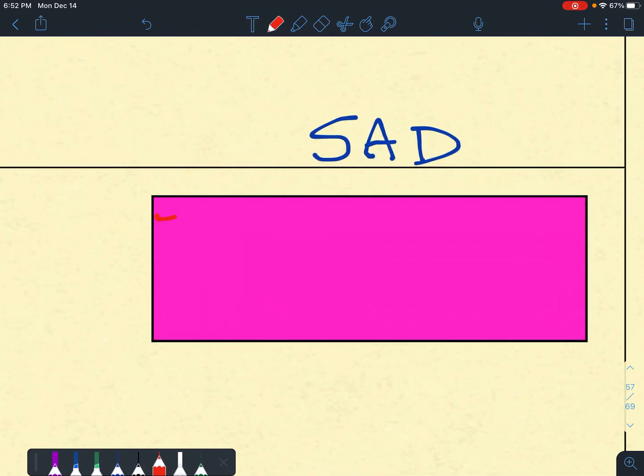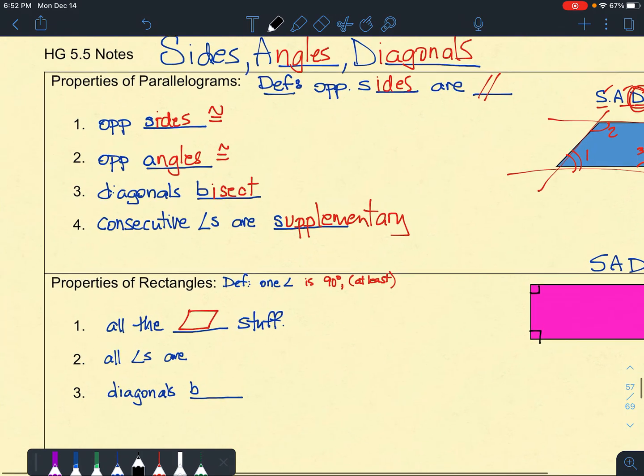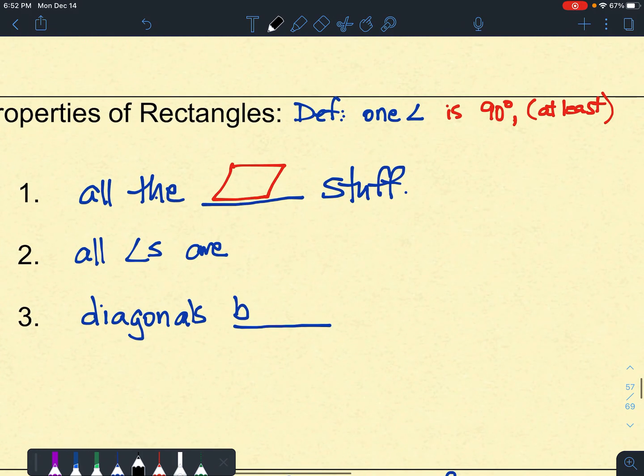As soon as this one is 90, not too obvious in pink is that. As soon as you get this one 90, then this one has to be 90 because it's opposite, and then this one has to be 90 because they're supplementary. So all angles are 90 degrees. That would be item number, first characteristic of rectangles. And the diagonals are congruent. So not only do they bisect, but in this case, the diagonals are congruent.